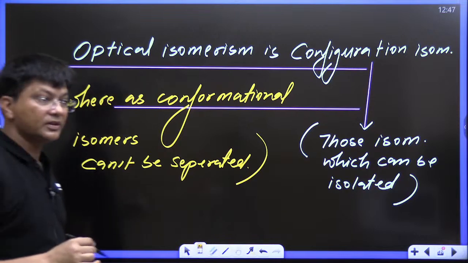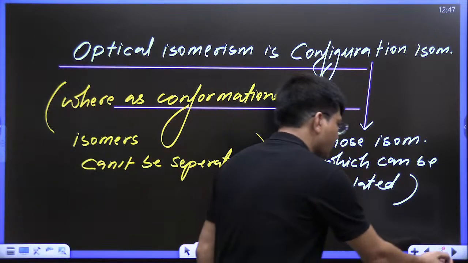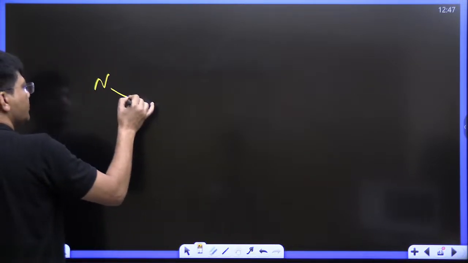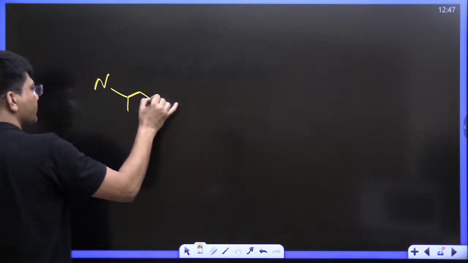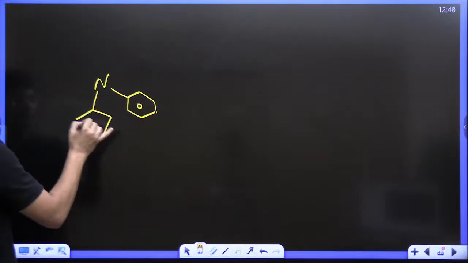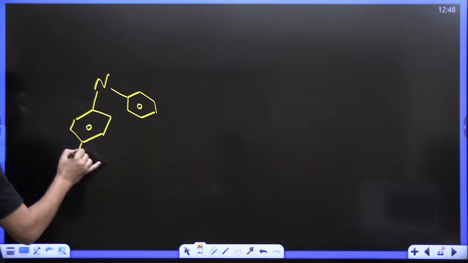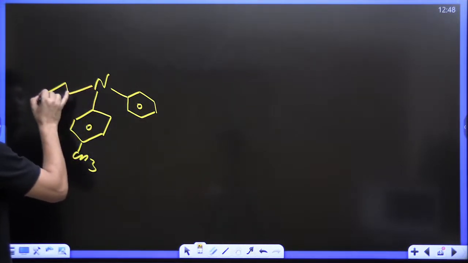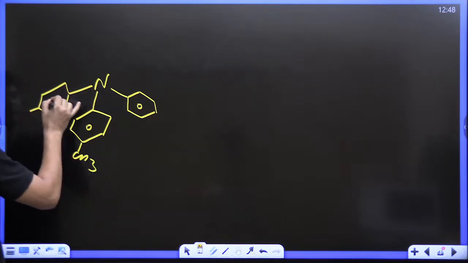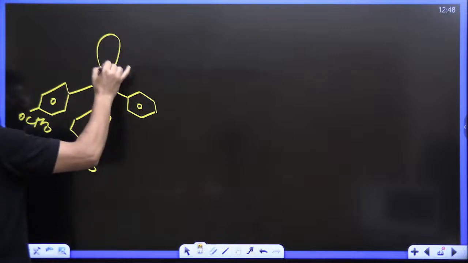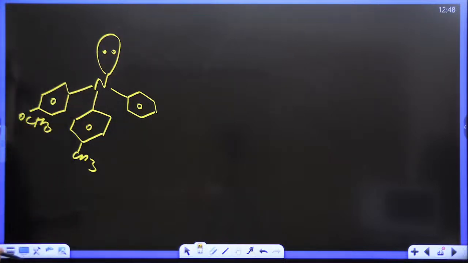Now, this is not the full truth. If the question comes like this, nitrogen with one phenyl, one methyl phenyl, and something else, say OCH3. Now this nitrogen is also chiral, but these are heavy groups.